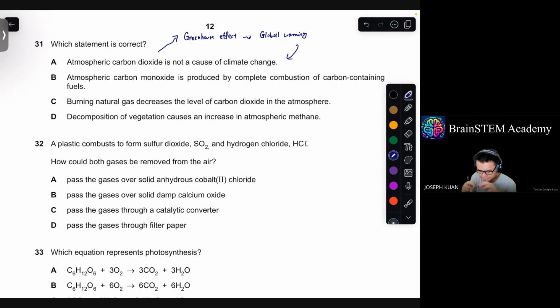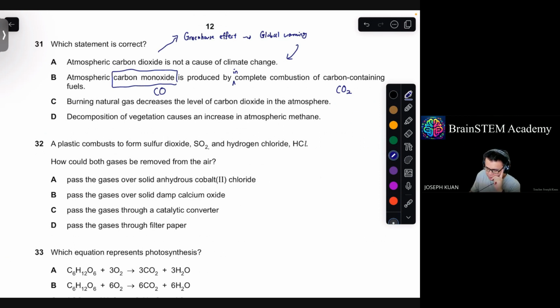So A is wrong. B, atmospheric carbon monoxide is produced by complete combustion of carbon-containing fuels. That's wrong. It should be incomplete combustion. That's why it produces this half-baked product. Ideally, it should produce carbon dioxide. Each carbon should get 2 oxygen, but now you are only producing a half-baked product. Why? Because it's incomplete combustion.